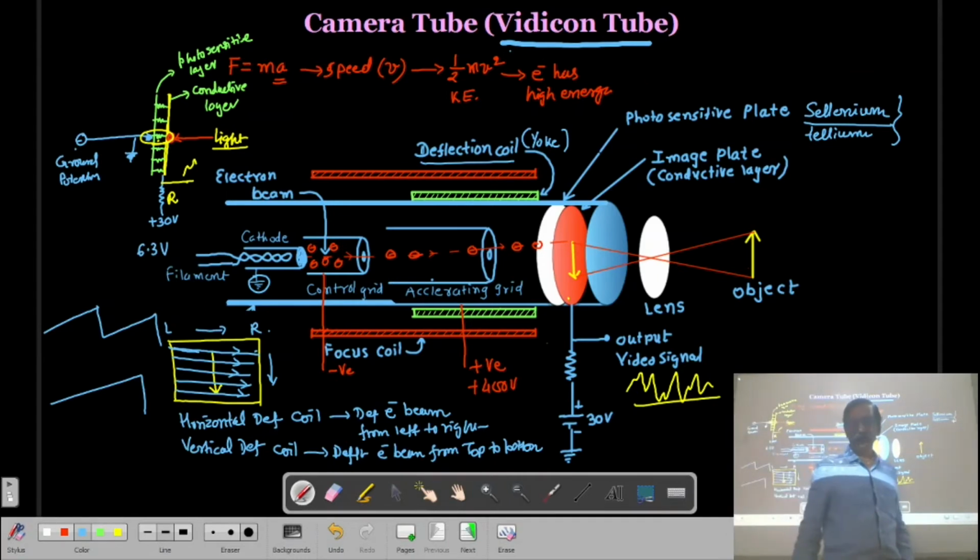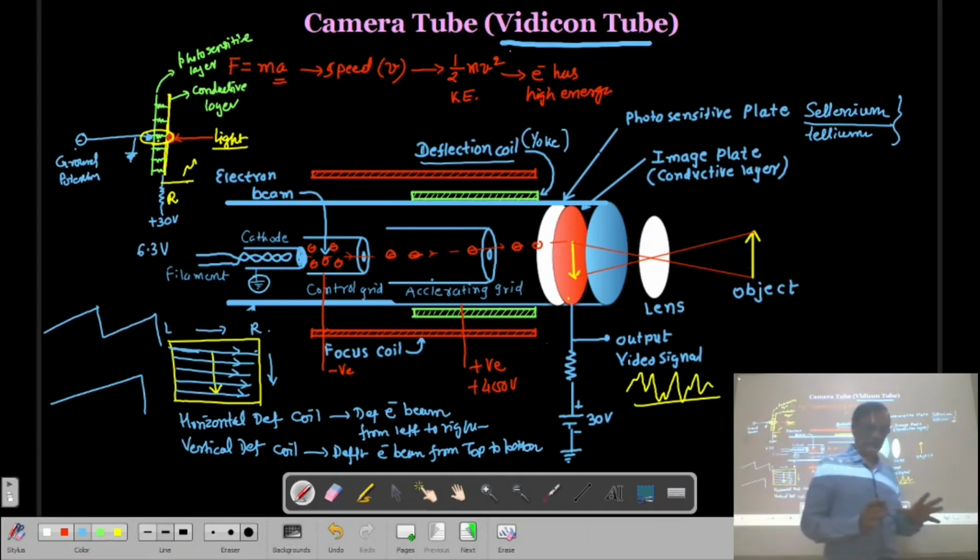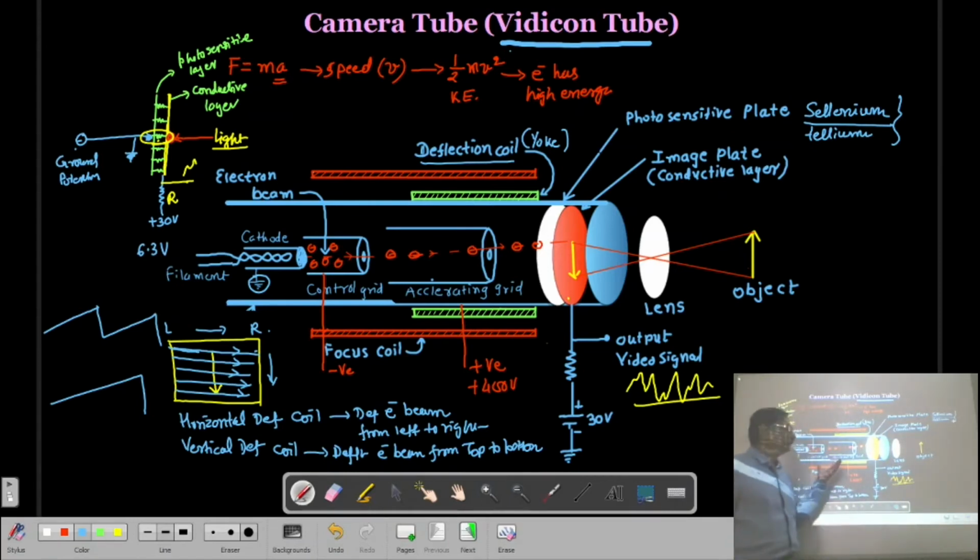Now we will discuss the picture tube which is used in a television receiver. Let us see what the construction of the picture tube is. What is the difference between the camera tube and the picture tube? The camera tube converts your picture information into an electrical signal, and the picture tube converts an electrical signal or video signal into a picture again. Correct? So the camera tube is used in a transmitter, and the picture tube is used in a receiver.